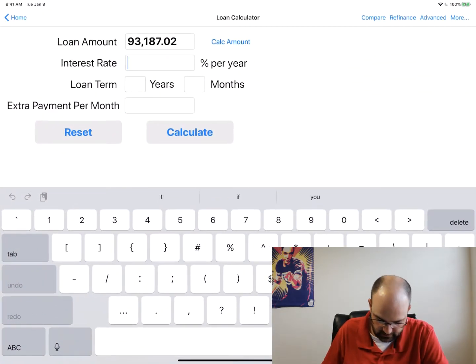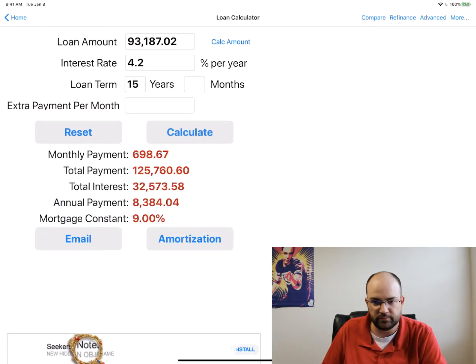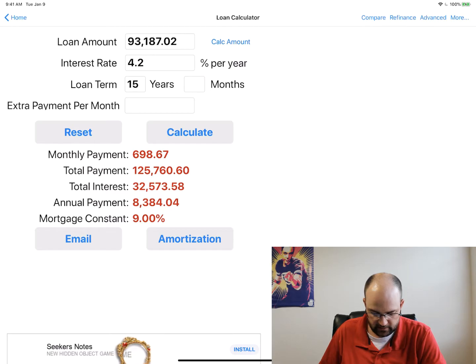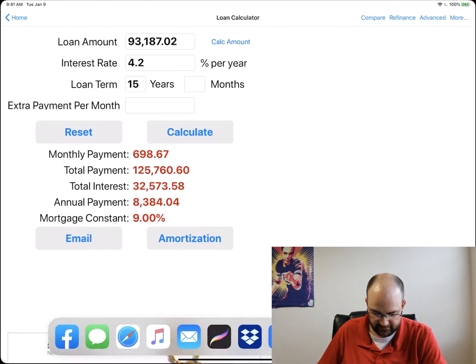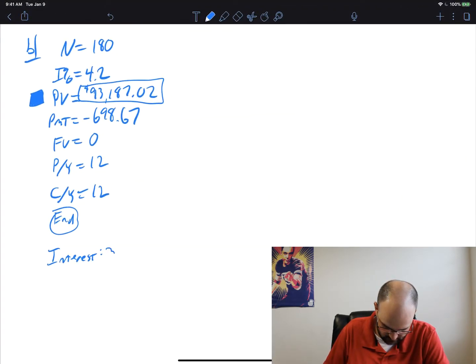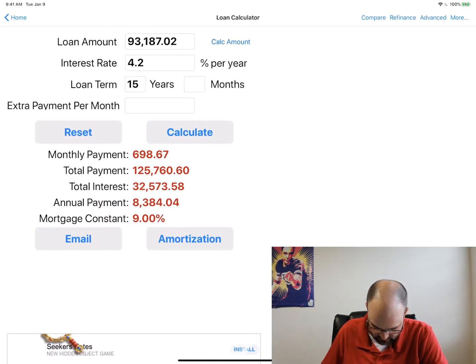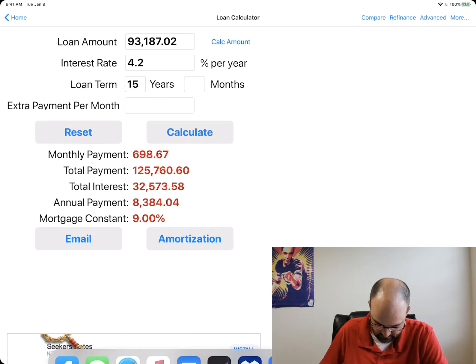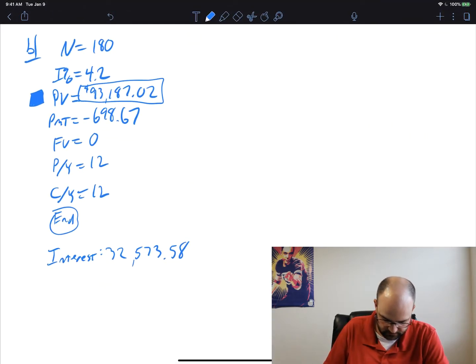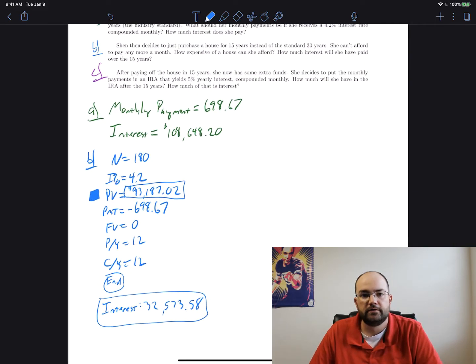The interest rate, still 4.2% for 15 years. Notice 698.67, good. And notice that the total interest is 32,573.58. Is that correct? Yes. Good deal. So that's the amount that she earned in interest, or she paid in interest, sorry. Good deal.